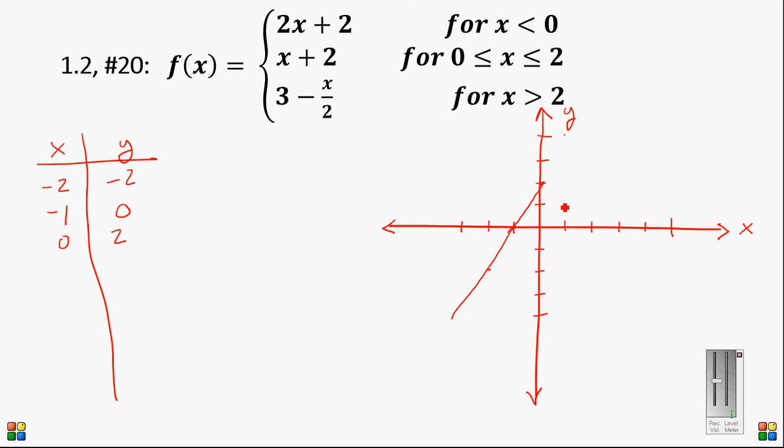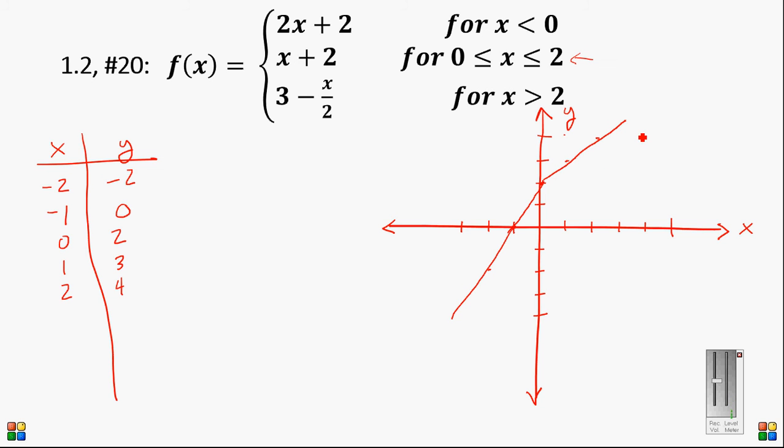Okay. And then we get up to, let's say, 1. So x is 1. I'm now in this range right here. And being in that range, 1 plus 2 is 3. So at 1, I'm at 3, which is right there. And then at 2, 2 plus 2 is 4. So at 2, I'm at 4. You'll notice something interesting about this function. The slope changed a little bit. This was more vertical, and this was less vertical.